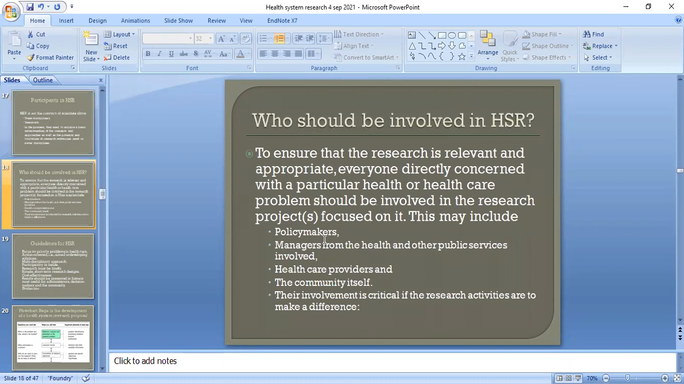Who should be involved in health system research? To ensure that the research is relevant and appropriate, everyone directly concerned with the particular health or healthcare problem should be involved in the research project focused on it. They may include policymakers, managers from the health and other public services that are already explained, healthcare providers, and the community itself. Their involvement is crucial if the research activities are to make a difference.